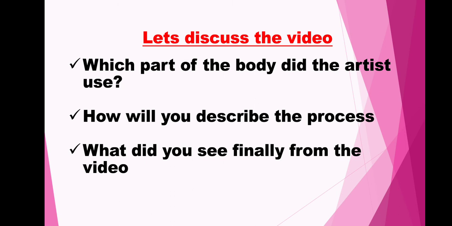What did you see finally from the video? What I saw finally from the video is that after applying the ink on the palm, this palm was stamped on the surface of a white paper, leaving the same identical copy on the piece of paper. So this is what direct printing is all about.